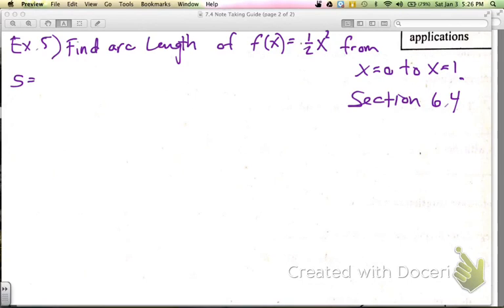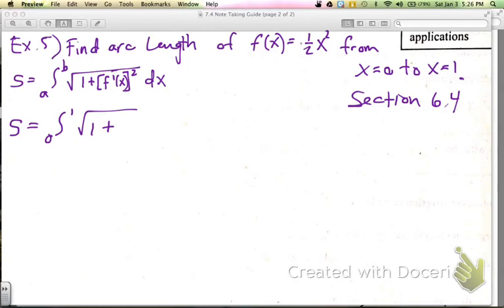They use S to stand for arc length, and they say that the integral from a to b, whatever length you're trying to take, is the square root of 1 plus the derivative of f quantity squared. So if we plug in what we know, s equals, the limits of integration are going to be from 0 to 1 times the square root of 1 plus the derivative of f, which is 2 times 1/2 x, or in other words just x, so that's x quantity squared dx.